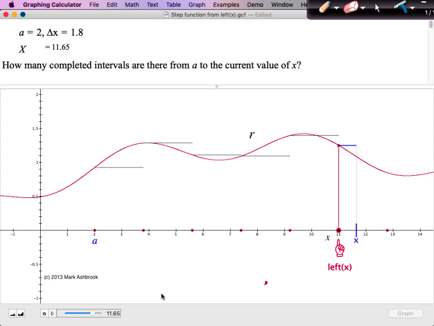So our last piece of this puzzle is how many completed intervals for the current value of x. So the current value of x is blue there. See that? Let me move back. Kind of confusing there. Okay. So the blue x is marking the current value of x. So how many completed intervals are there from a to the current value of x? Figure it out however you can, okay? Let's go.